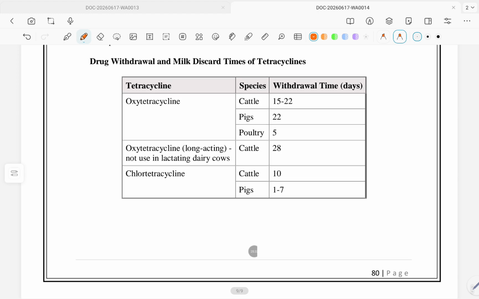Tetracycline, species, withdrawal time. Oxytetracycline: cattle, pig, poultry. Oxytetracycline, long-acting: not used in lactating dairy cattle. Chlortetracycline: cattle, pig.